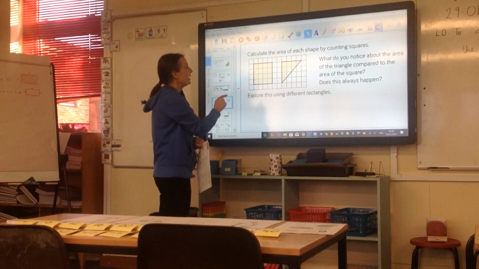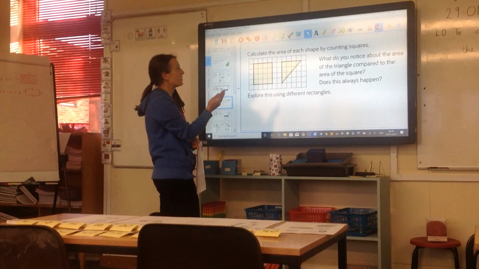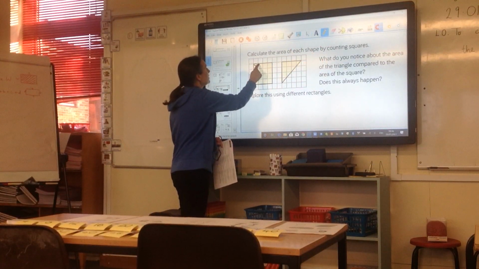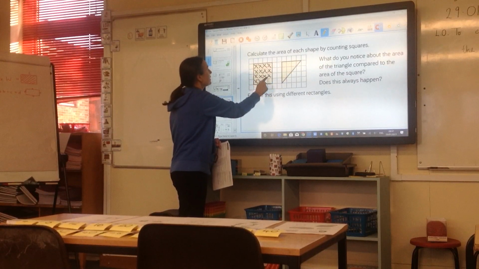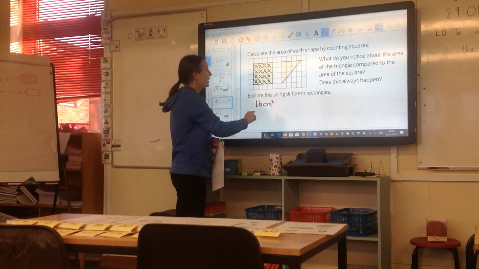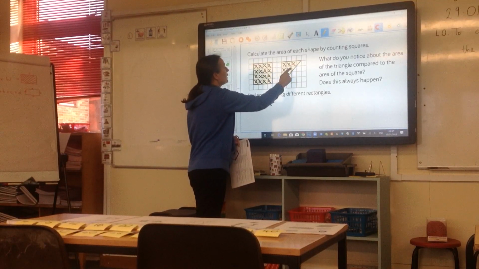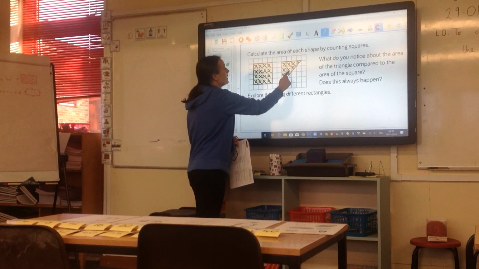Okay, so let's take a look at the area of both the square and the triangle. Let's see what we notice. So we've got 1, 2, 3, 4, 5, 6, 7, 8, 9, 10, 11, 12, 13, 14, 15, 16. So that is 16 centimetres squared. Let's go for the triangle. 1, 2, 3, 4, 5, 6. These 2, 7. These 2, 8.